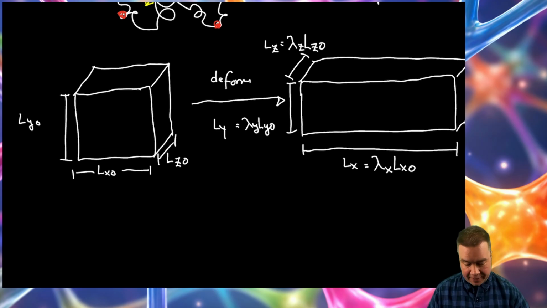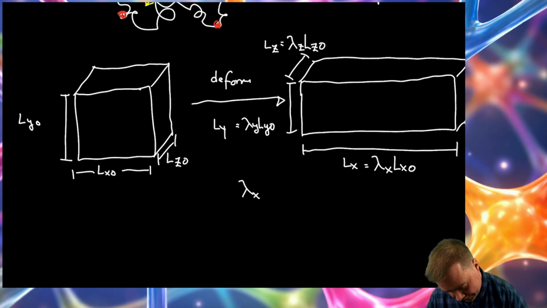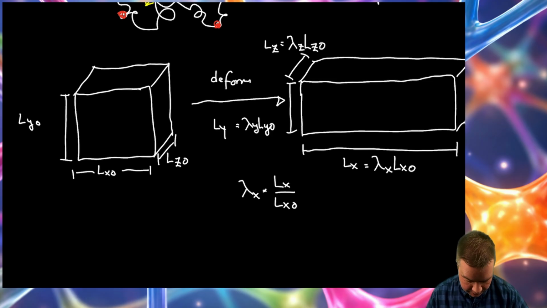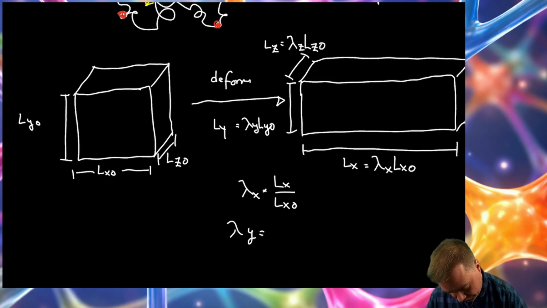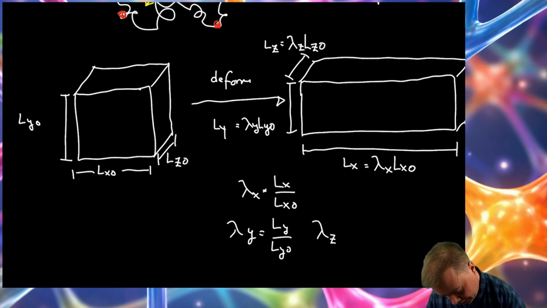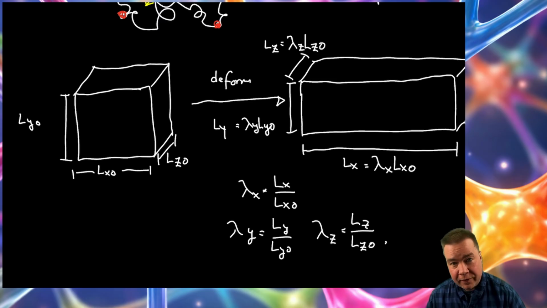Right, so just a quick definition then. For example, lambda x is going to be Lx divided by its original length in that direction. Lambda y will be Ly divided by its original length. Lambda z, same thing, Lz divided by the original length.